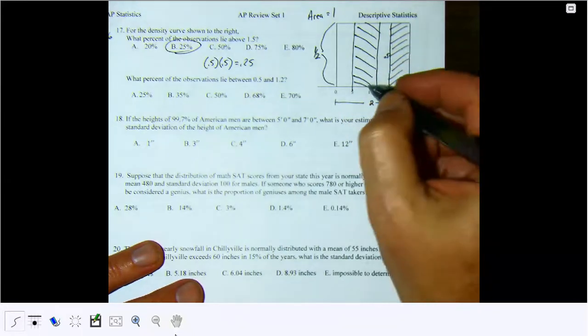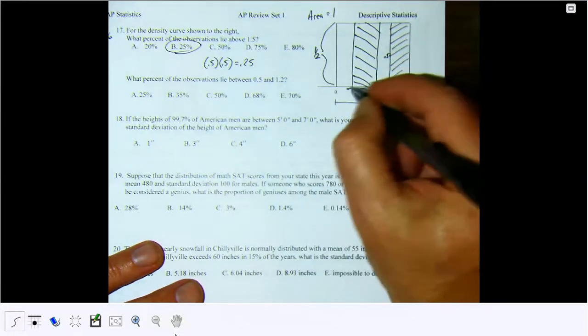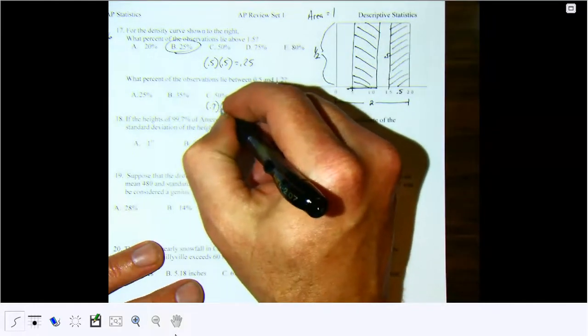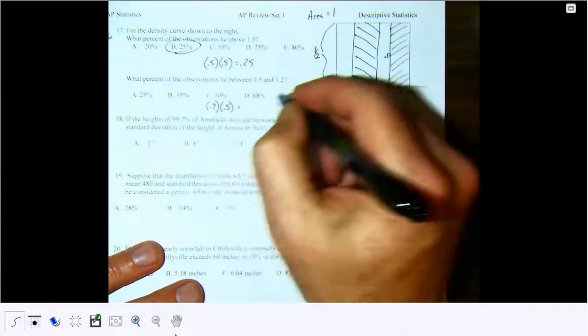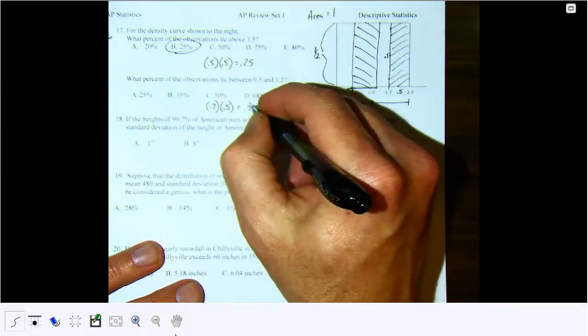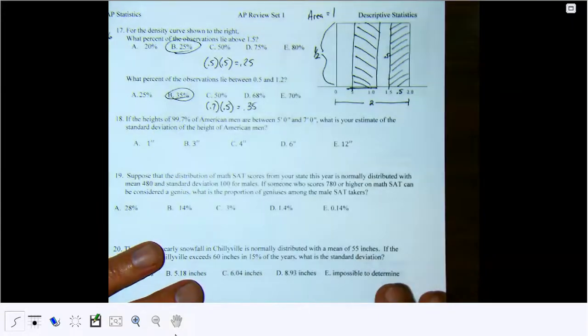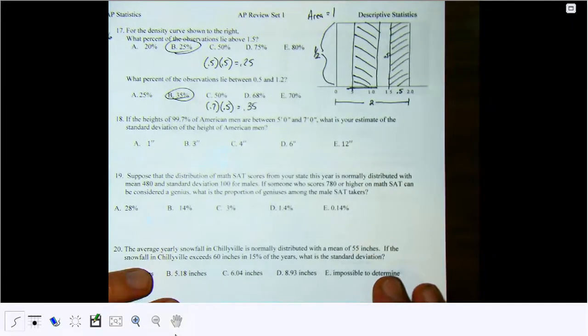So again, same process. How wide is this? The bottom part from 0.5 to 1.2 is going to give me a 0.7. How tall is it? Well, it's the 0.5. So 0.7 times 0.5 is going to give me a 0.35 or 35%. So another B. All right.